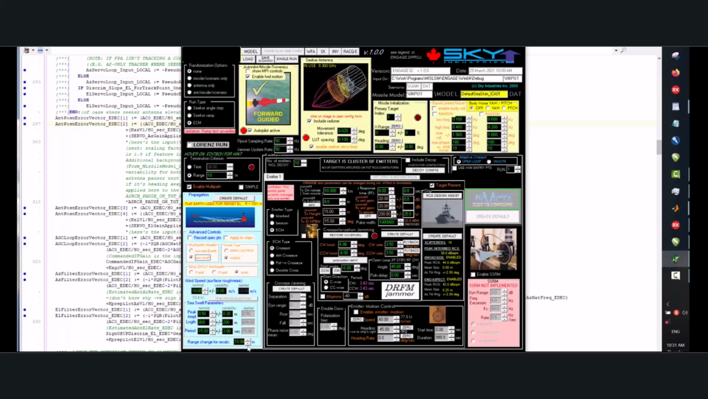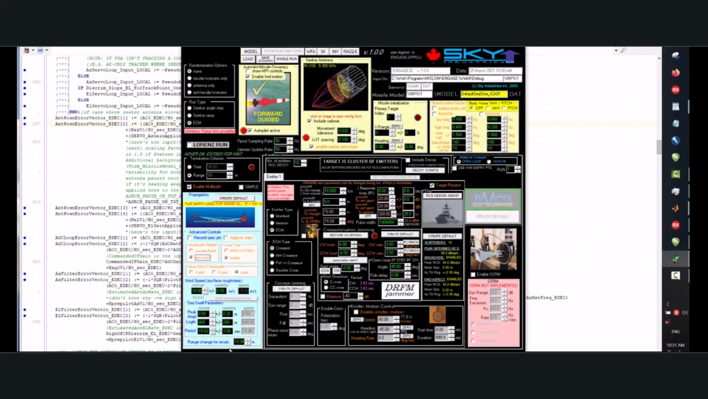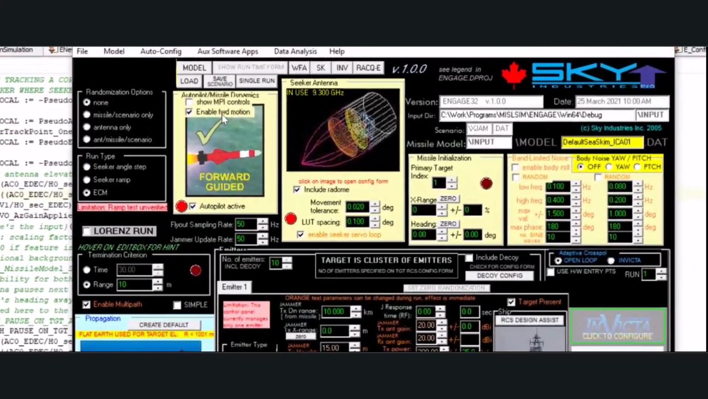I don't know. But you could actually do a study with this. You could put it at 10, 100, 50, 25, and do a bunch of runs and see what difference it makes in terms of execution time and in terms of results. Okay, back to the top here.